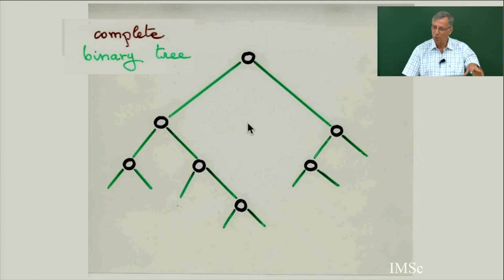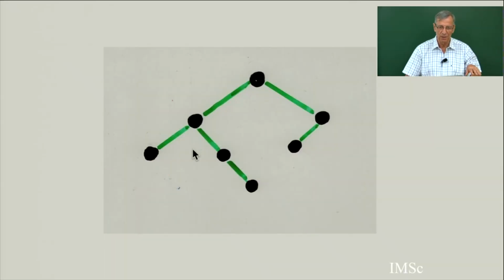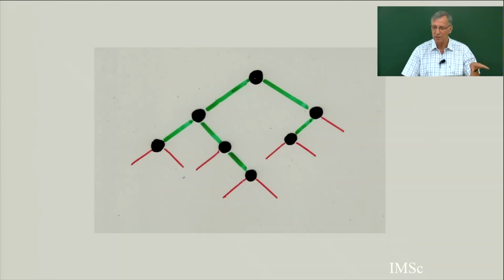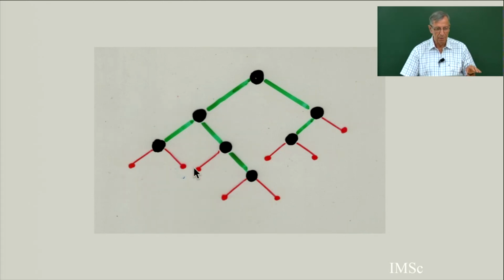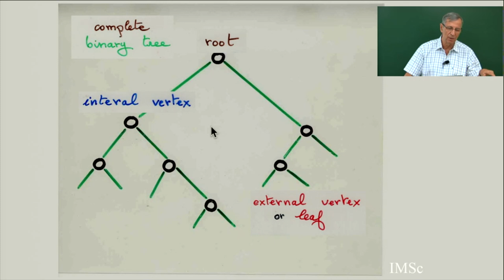Sometimes people call this complete binary tree simply a binary tree, because there is a very easy bijection between binary trees with n vertices and complete binary trees with 2n plus 1 vertices. This is a very classical bijection. Take a binary tree and just extend it. We call these external edges. Sometimes people call the black vertices the internal vertices, and the red vertices the external vertices. So if you have n internal vertices, you have n plus 1 external vertices. This is 2n plus 1.